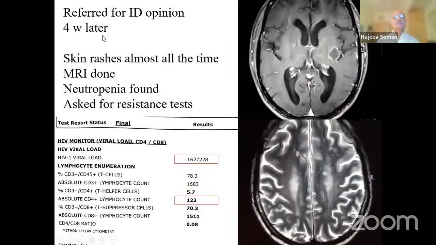4 weeks later, he kept on having skin rashes, as you saw in the previous picture, almost all the time. His MRI was done. It showed that there is still some lesion, like a ring enhancing lesion. Neutropenia was also found. If you notice here in this MRI plate, the second one, you see diffuse white matter changes, which are bilateral in the periventricular gray and white matter. His viral load was very high, and CD4 count was very low, as you can see.